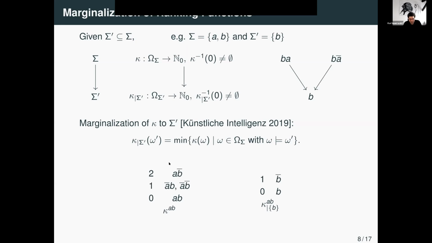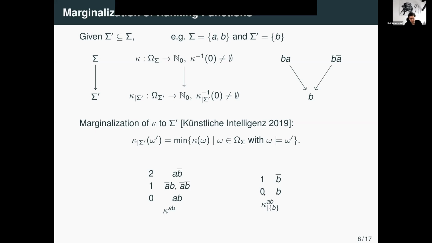I have again a little example. So when we have the ranking function from the last slide and we do the marginalization process from sigma to sigma dash, then we throw away these A's here overall. And because we take the minimum, we get this ranking function. So for instance, when you look at this interpretation and this interpretation here, then when you throw away that A, you get here B, A and here B, and you take the minimum rank of that. So of course you get here B at rank 0.